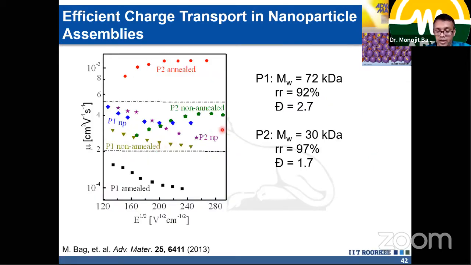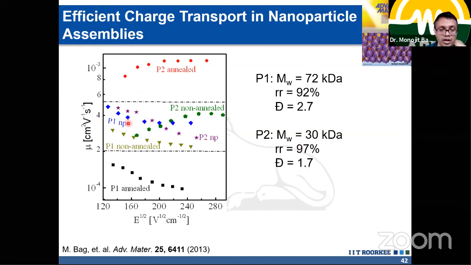So here is one example. When you make this nanoparticle, as I said, you can move from one polymer to another polymer. Here, one example where we have chosen two polymers. One is 72 kilodalton P3HT, basically, with 92% regularity. The polydispersity index is 2.7. There is another polymer, molecular weight 30 kilodalton, very highly regular, and the polydispersity index is even lower, like 1.7. Now these are two P3HTs.